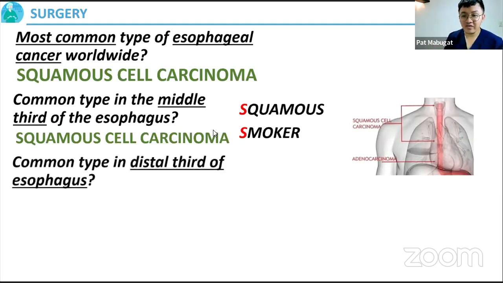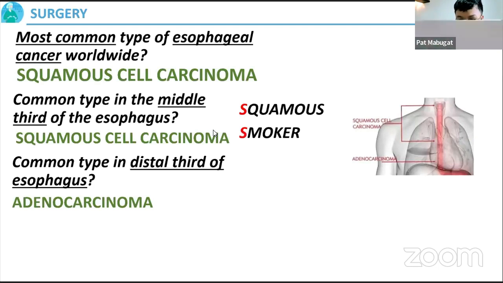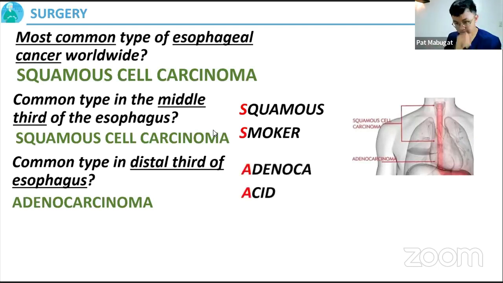Okay. For the distal third of the esophagus, we have your adenocarcinoma, and it's actually more common in developed countries, right? But worldwide, still squamous carcinoma. So a good way to remember this is adenocarcinoma and acid. Distally is where your acid reflux goes in, right? So distal third, adenocarcinoma, and your acid.